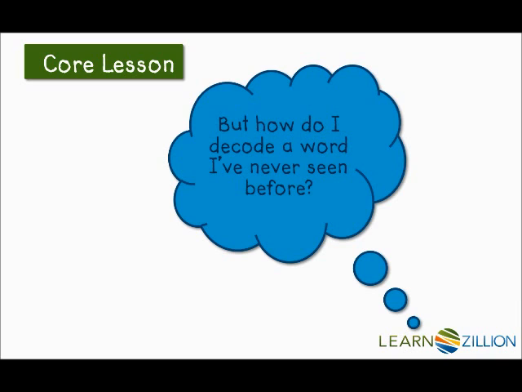So when you run into a new word, you have to figure out what that word is and how it sounds. This is called decoding. You decode the word by breaking it into all of its individual phonemes. That's segmenting. And then you put all the phonemes back together. That's blending.